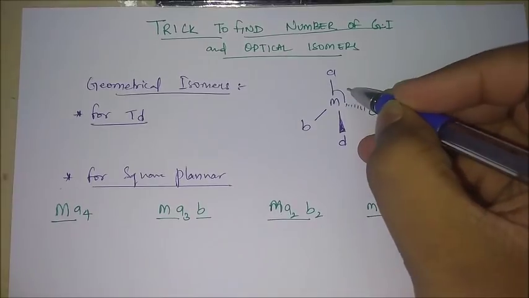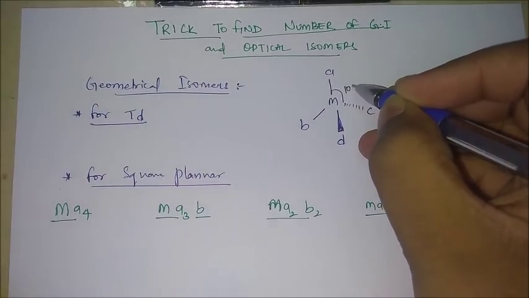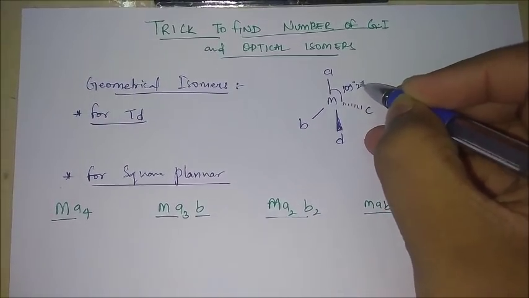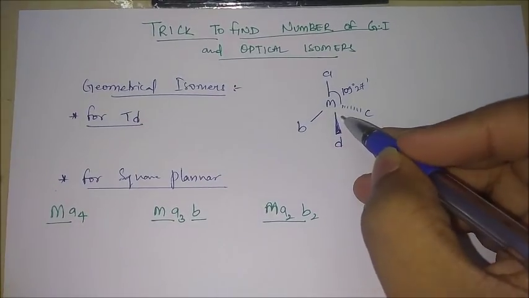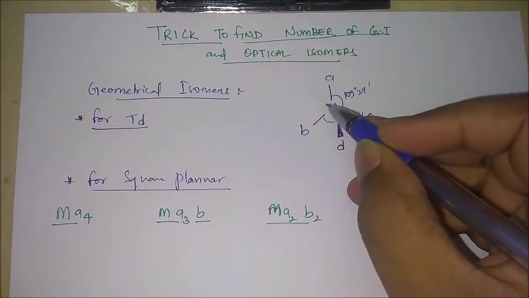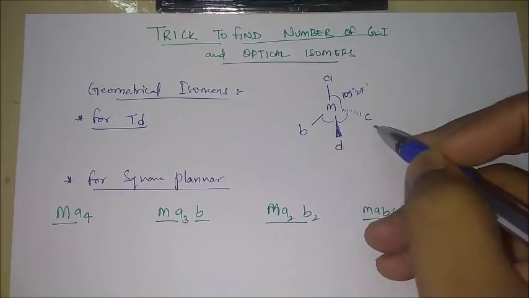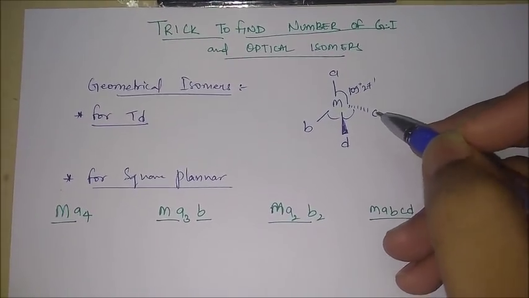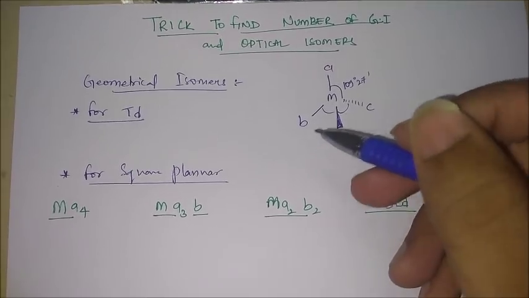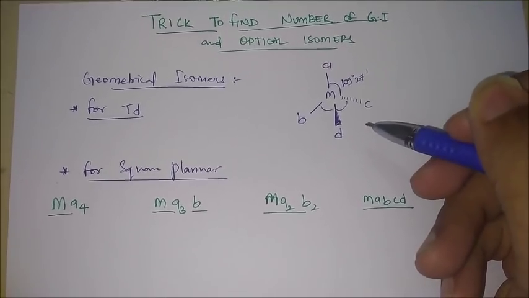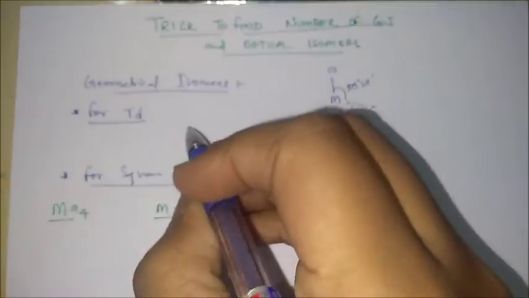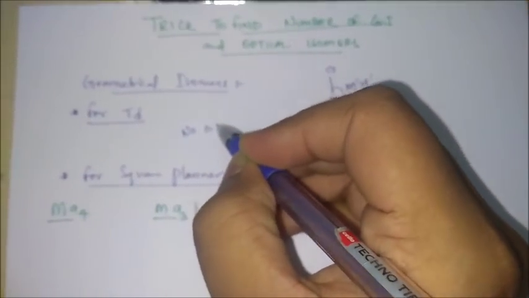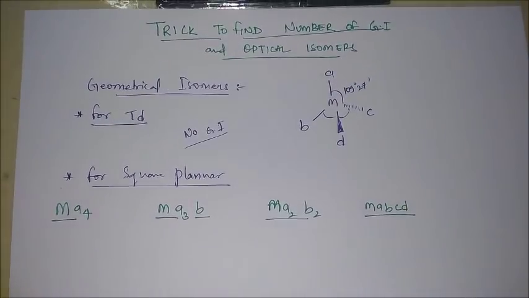Now we all know that for a tetrahedral complex, the angle between them is 109 degrees 27 minutes. Between all of the ligands, the angle will be the same. So if you change the position of certain ligands, nothing will happen to the complex. The angles will be the same, so there will be no change in the angles. That's why the tetrahedral complex does not have any geometrical isomer.